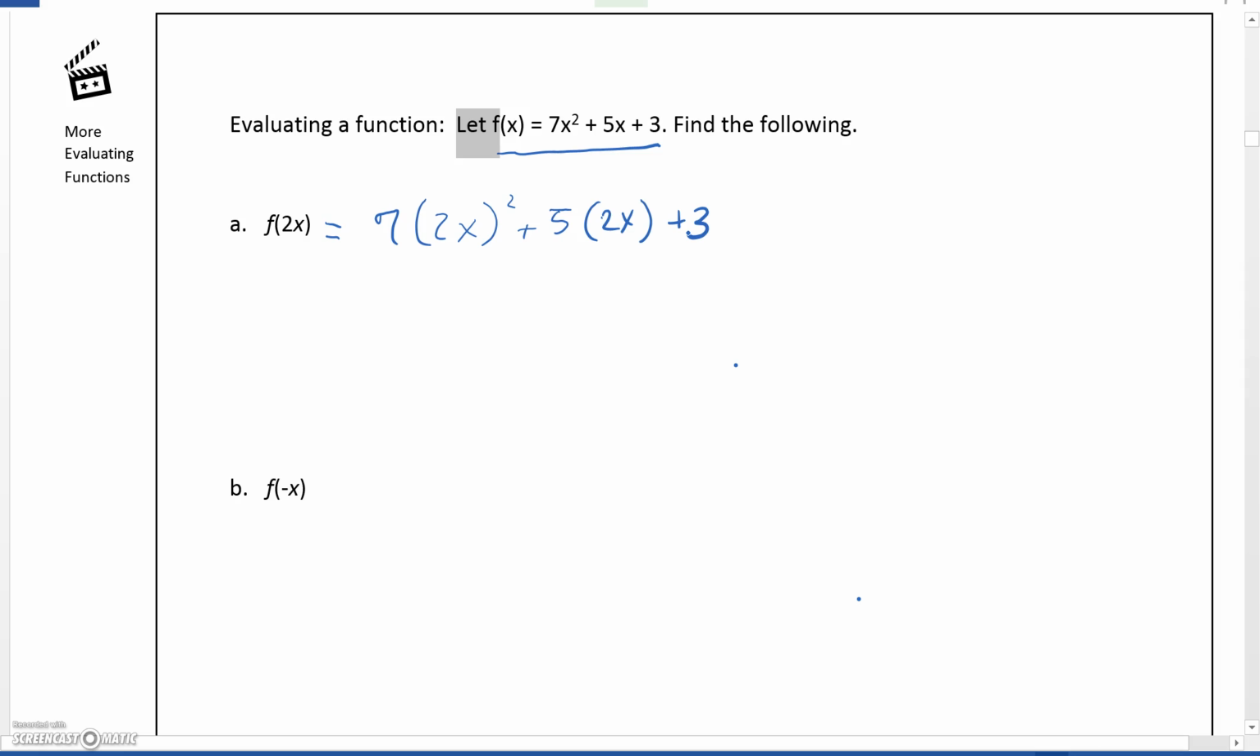Our final answer will have x in it though. So we have 7. Now, what does (2x) squared mean? It means 2x times 2x. I'm just going to bring the rest down. Okay, so when we actually multiply that together, we'll multiply the 2 times the 2, so that gives us 4, and then the x times the x, so that's x squared.